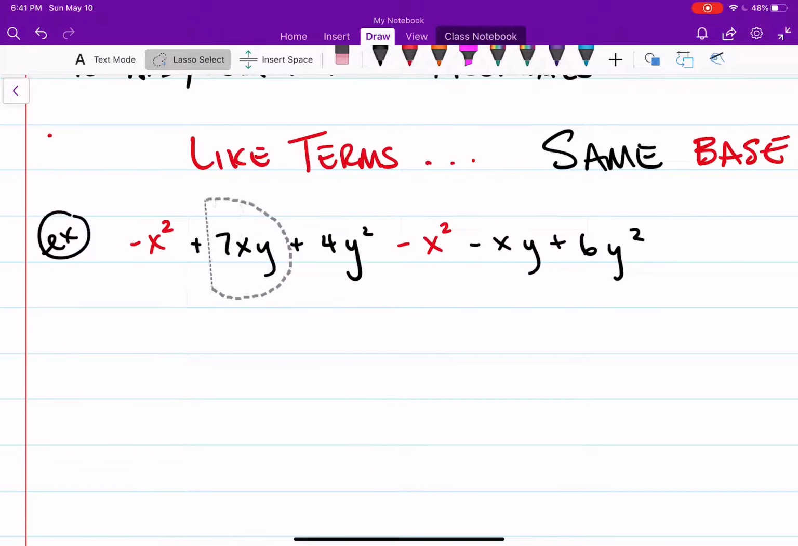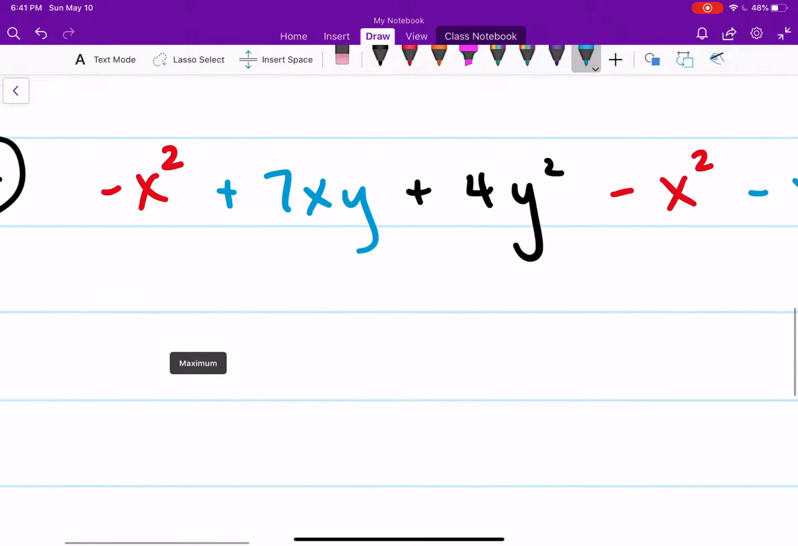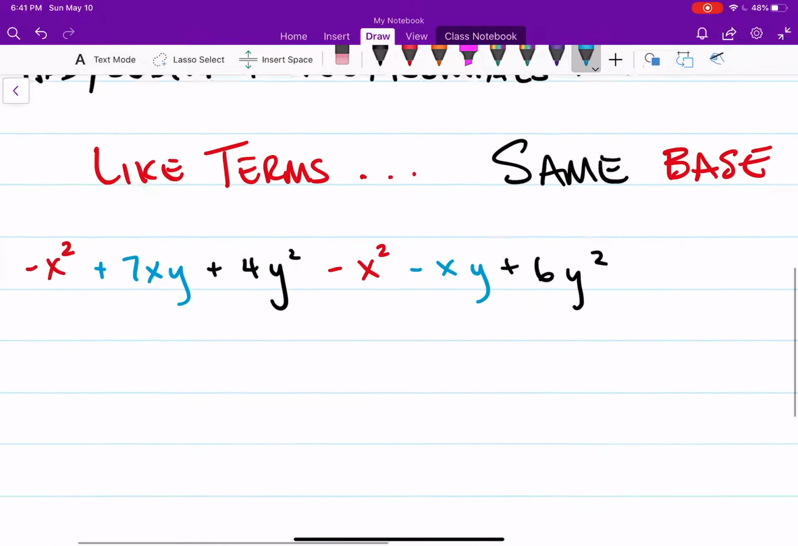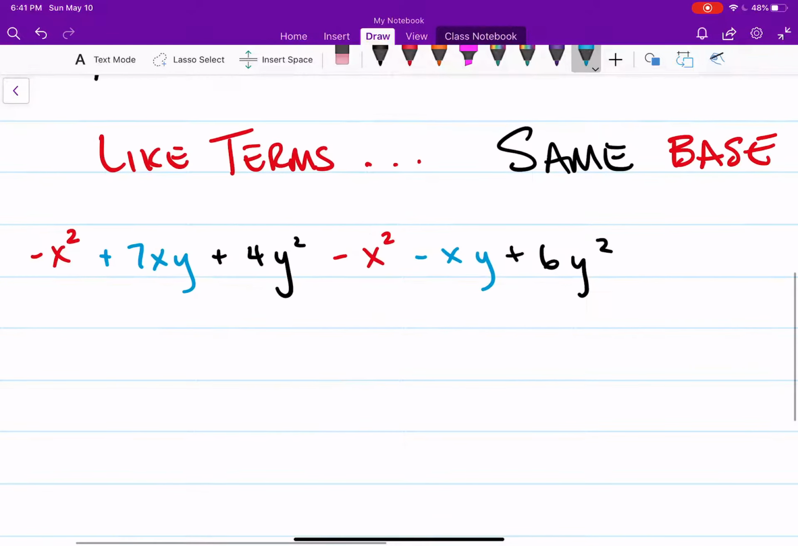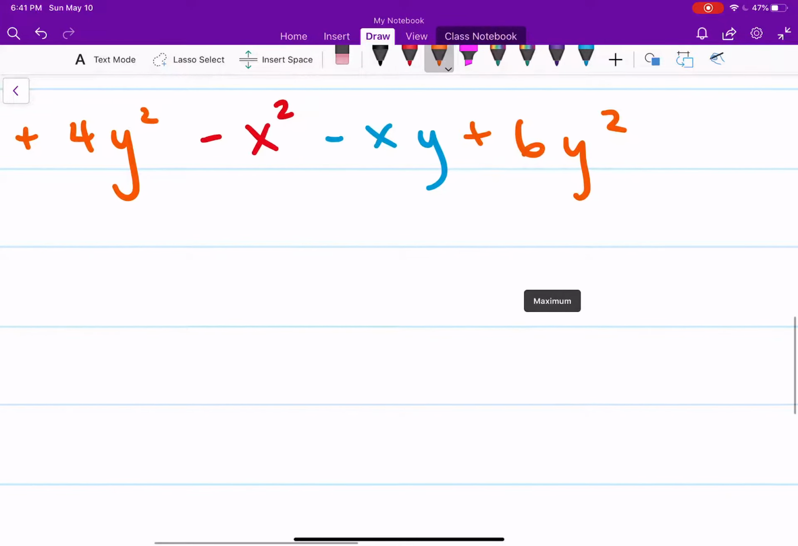Then let's see here, I'm gonna take this one. So these are both xy, right? x to the first power and y to the first power, x to the first power and y to the first power, right? The value of this one is positive 7xy, while this is a negative 1xy. All right, then let's take a look at that one. Y squared, positive 4y squared, positive 6y squared, okay?